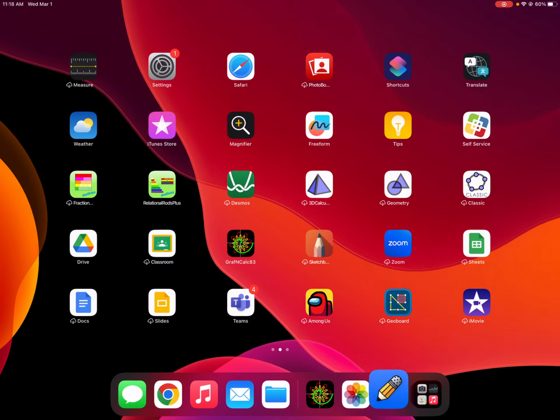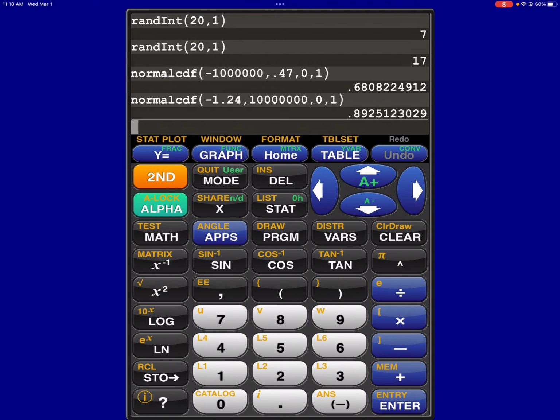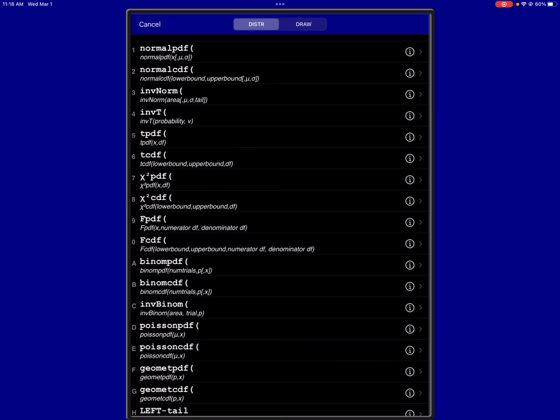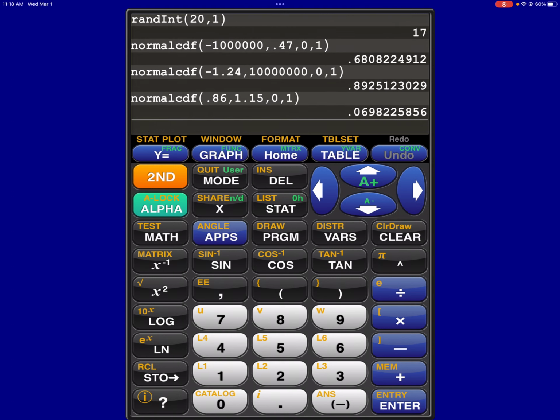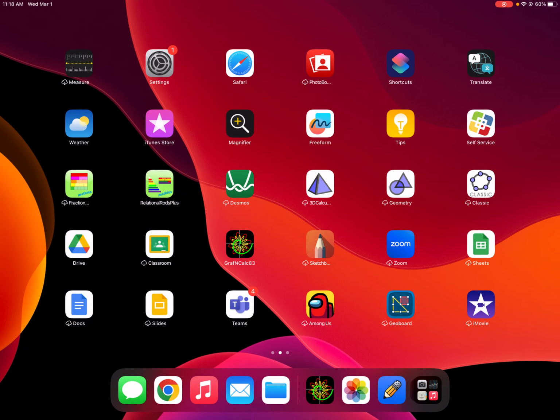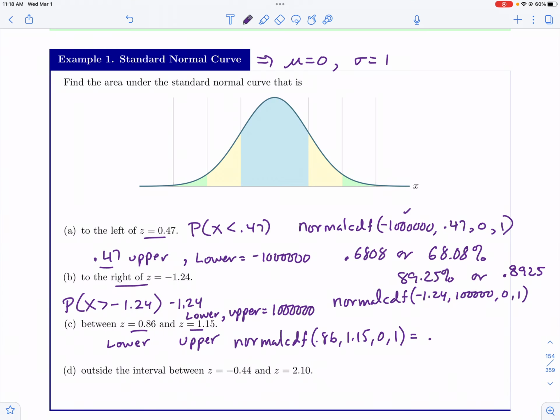And so again, flipping this over to the calculator. So normal CDF, 0.86, comma 1.15, comma 0, comma 1. And so it looks like we get pretty small numbers, so 0.0698, or again, 6.98%, if you want to think of this as a percentage.